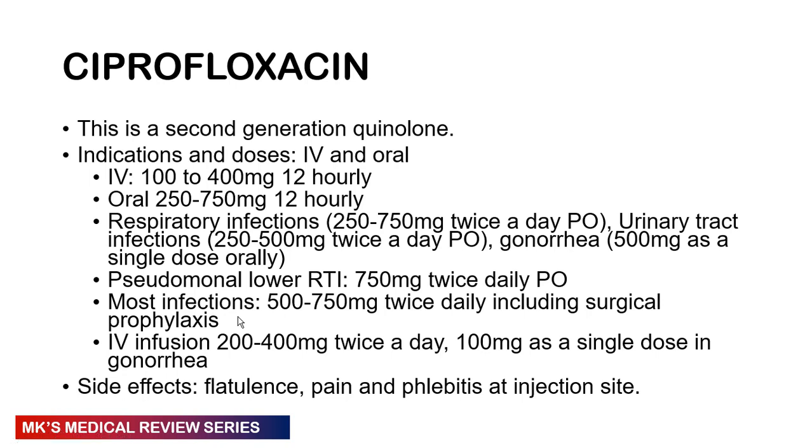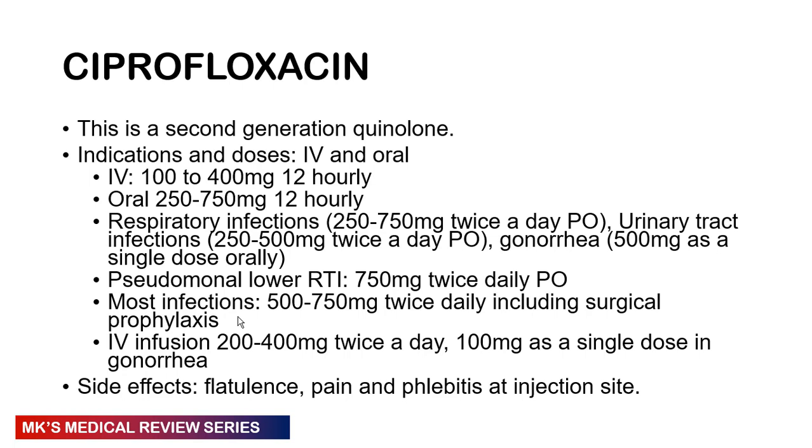We can also give this for surgical prophylaxis. You can give an IV infusion of 200 to 400 milligrams twice a day, or 100 milligrams as a single dose in gonorrhea as an IV infusion. Some side effects include flatulence, pain, and phlebitis, especially at the site of injection.